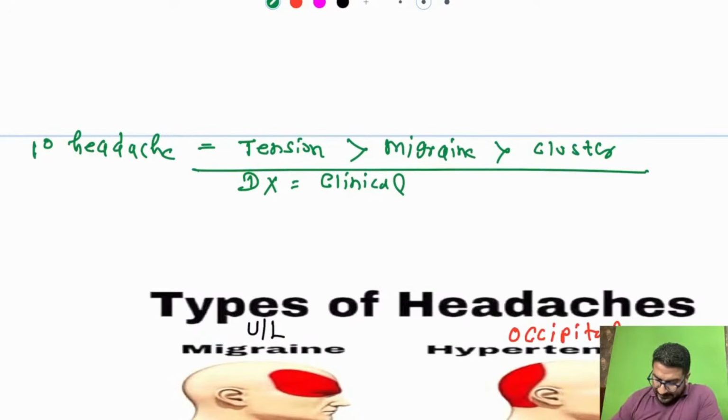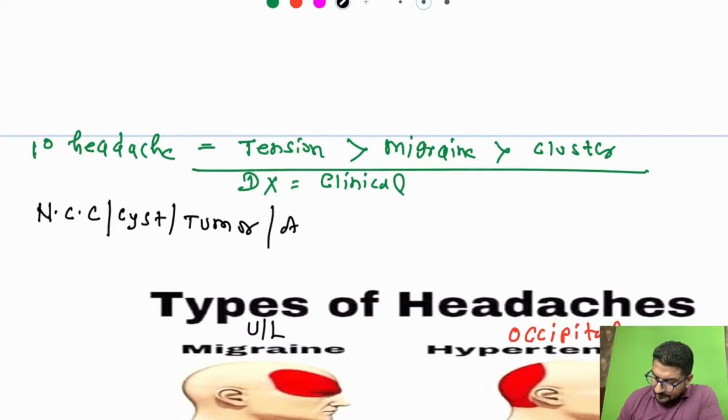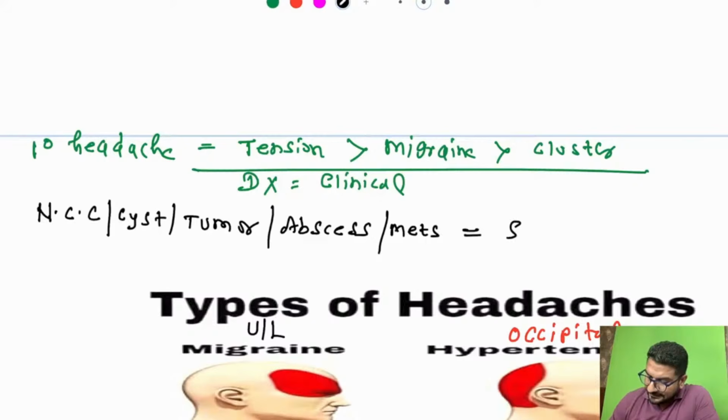Now there are some headaches, for example headache due to NCC, neurocysticercosis, or I can say headache due to any cyst in the brain, or headache due to some brain tumor, or brain abscess, or any metastasis in your brain. This type of headache, due to cyst, tumor, abscess, इसको हम बोलते हैं anything that is occupying space in your brain, space occupying lesion. So this can also produce headache.